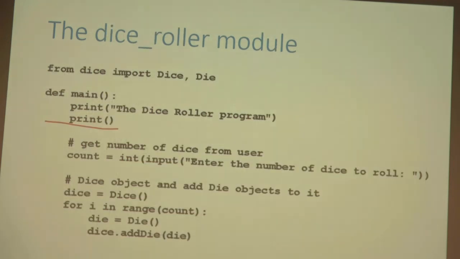Then I have an input. So get number of dice from user. So count, input, enter the number of dice to roll. So you enter whatever, it will be saved where? In the count. Alright? So what is the first thing I did in here? I created object of dice. And I called it dice.